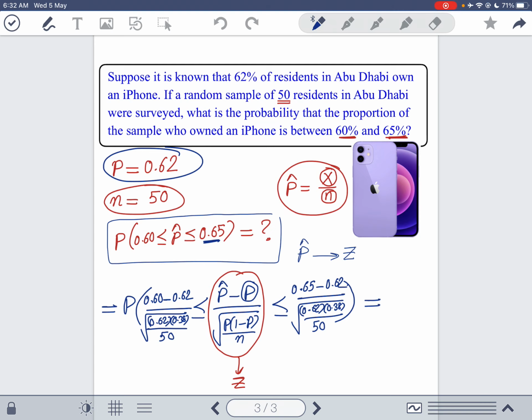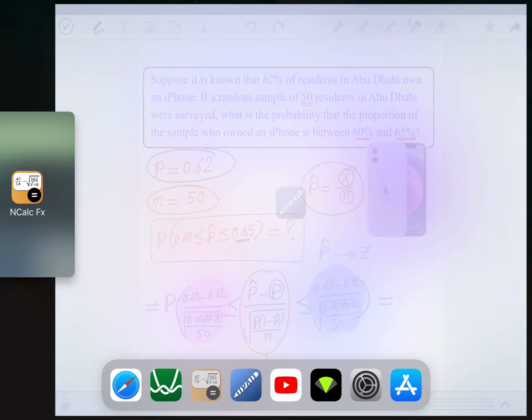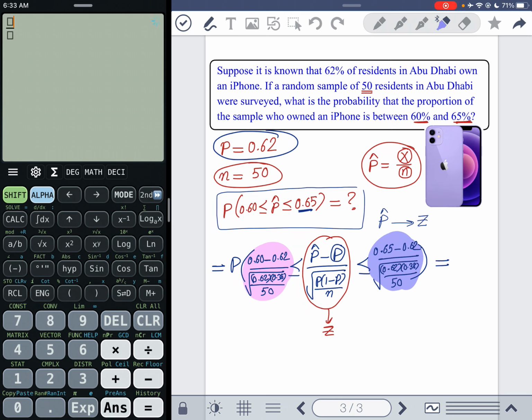Okay, so now what I would like to do is find this one and this one on my calculator so that we can compute the probability. So now we open the calculator and we will compute the first one. We can make it just a little smaller. So here, 0.60, I'm computing this now.